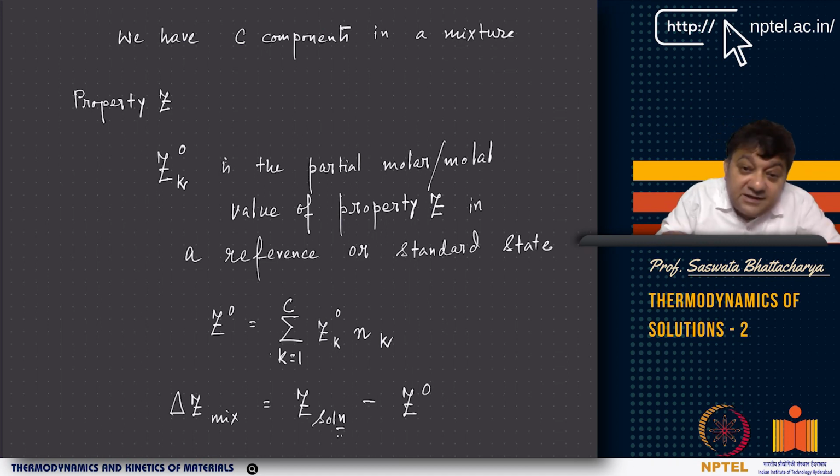So if you have C components in a mixture, how do you define the property Z? Say you have C components in a mixture, and you have ZK0, which is the partial molar value of property Z. The partial molar quantity is always associated with one of the components, so let us consider the component K.